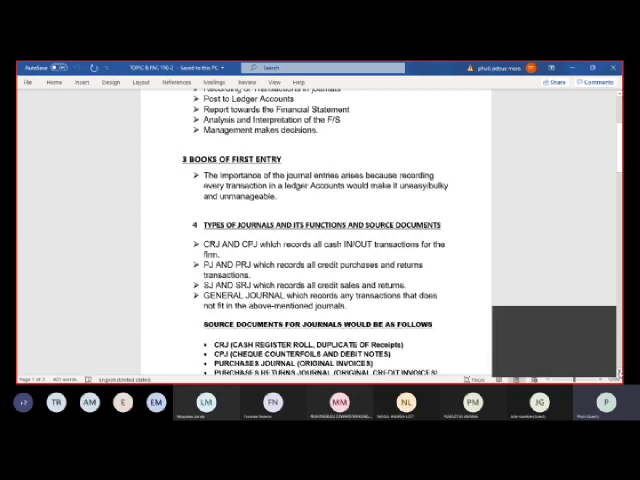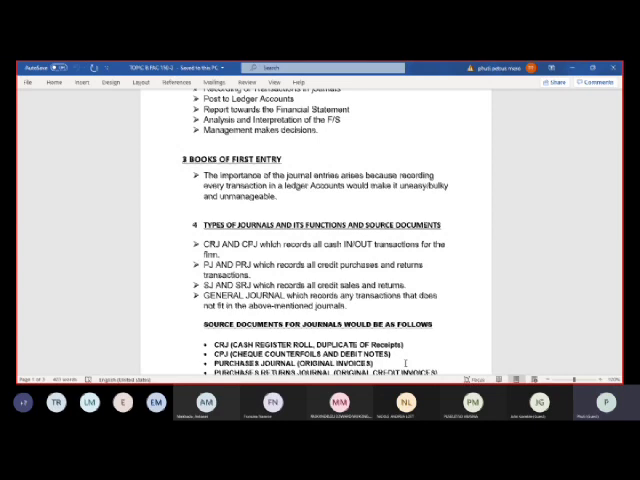Number 4 talks about the types of journals, their functions and their own source documents. You've got the CRJ and CPJ, which stand for the cash receipts journal and the cash payments journal. There we record all the cash in and out transactions for the company. Any cash received will be recorded under your cash receipts journal, and every cash payout will be recorded under your cash payments journal. Those journals record the cash in and out of the firm.